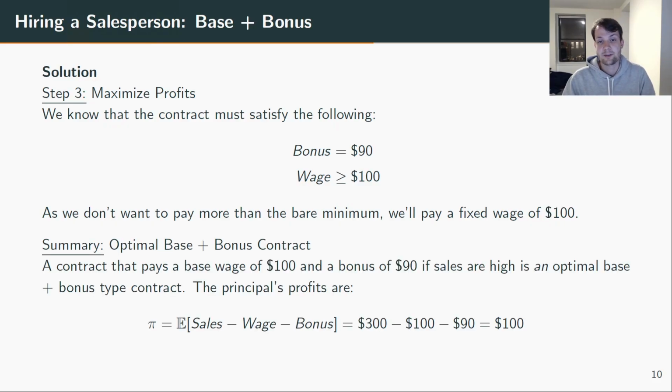And so we find the optimal contract, which is one with a base salary of $100 and a bonus of $90 that are paid when sales are high, meaning $300. This is an optimal base and bonus contract. We see that in terms of proceeds to the principal, and again, this should say 110, this is equivalent to the franchise contract.